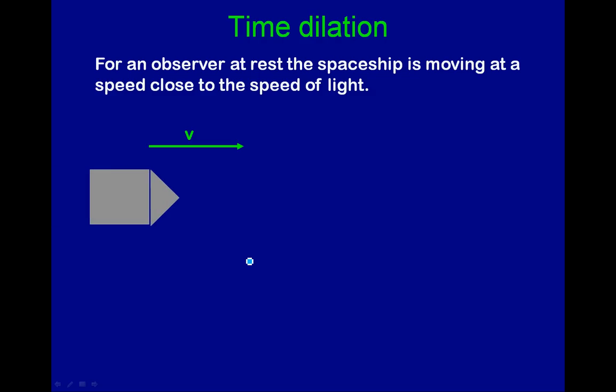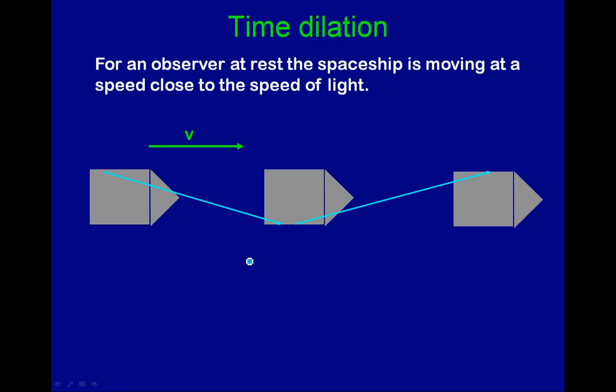Now, if we look at this from the frame of somebody who's standing by watching, then when the astronaut shoots her light beam down, it's going to be different. The person watching from the side is going to see the light beam coming down at some angle, because you're moving with some velocity, and then bounce up like this.